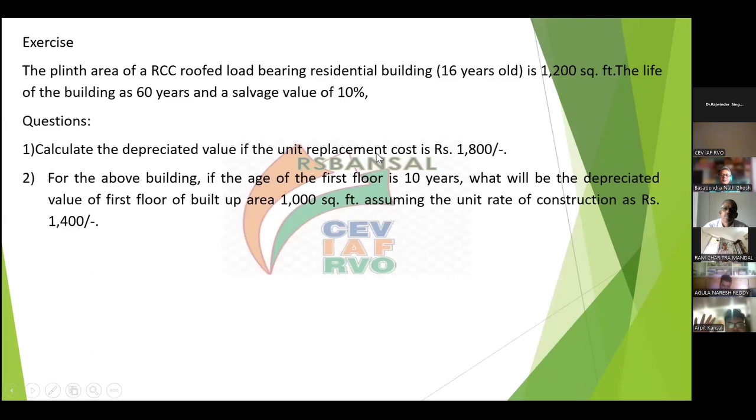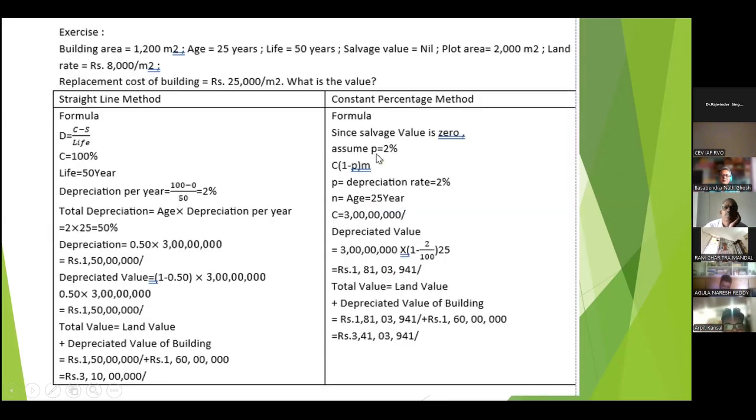Sir, I have a question. If in the options both are there, like 310 and 341, what would be the correct answer? Sir, you will not have that situation; he will simply ask you to calculate the value by the straight line method or by the constant percentage method or by both methods. So it is not for you to decide.